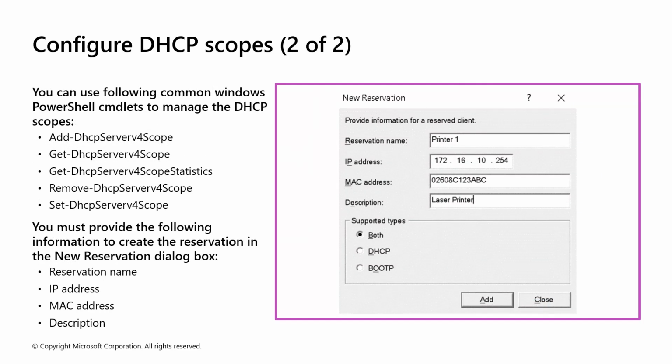You can manage DHCP scopes using PowerShell cmdlets, such as Add-DhcpServerv4Scope and Set-DhcpServerv4Scope. If you want a device to always get the same IP address, you can create a reservation in the DHCP console. Reservations are useful for devices like printers that need a consistent address.